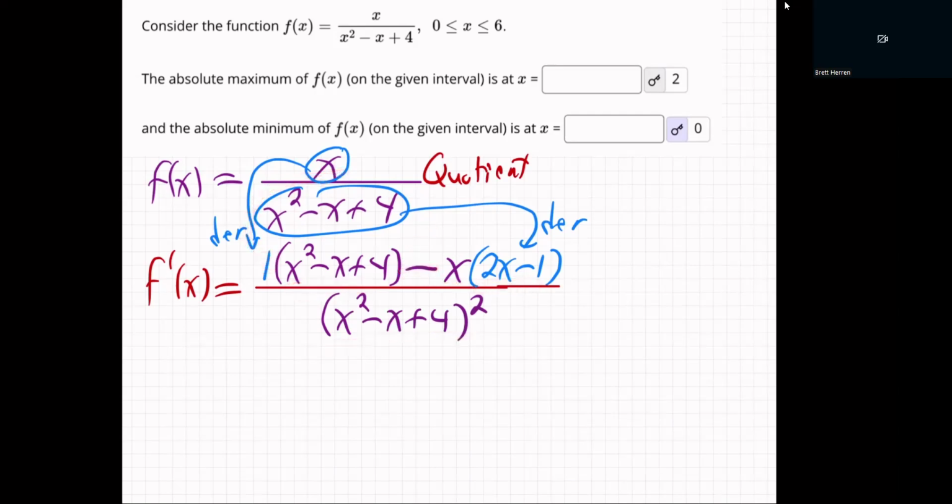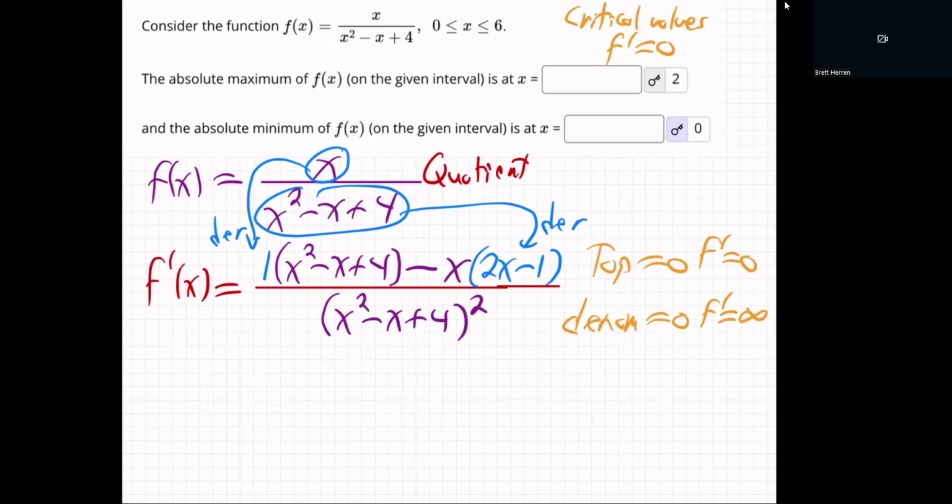And you want to set this equal to 0. Why? Because that's how you find, well, actually, you want the top and the bottom. Let me just say it that way. You want the numerator and the denominator to be 0 separately. Why? Because that's how you find critical values. Critical values are found where the derivative is 0, and that's when the top is 0, or if the derivative is undefined, or infinity. Either one will give you critical values.